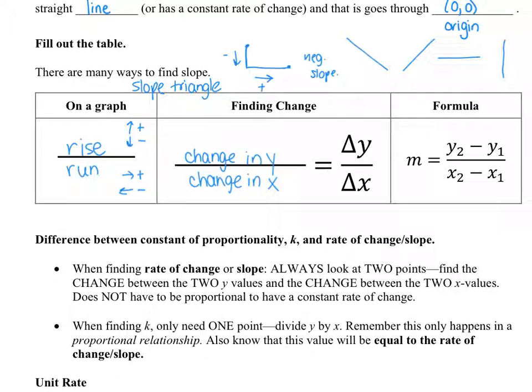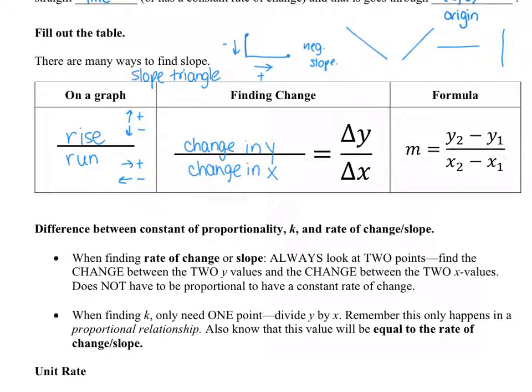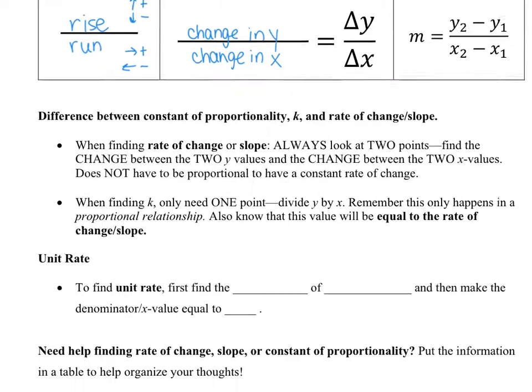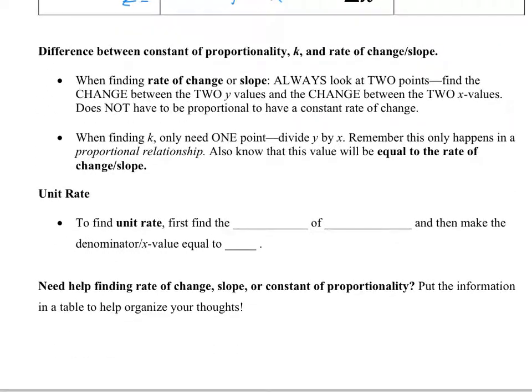You can use any of these methods. I just wouldn't use rise over run if you don't have a graph given to you. Okay, moving on. So this part, you didn't have to fill out anything, but just remember the difference between constant of proportionality k and the rate of change or slope.